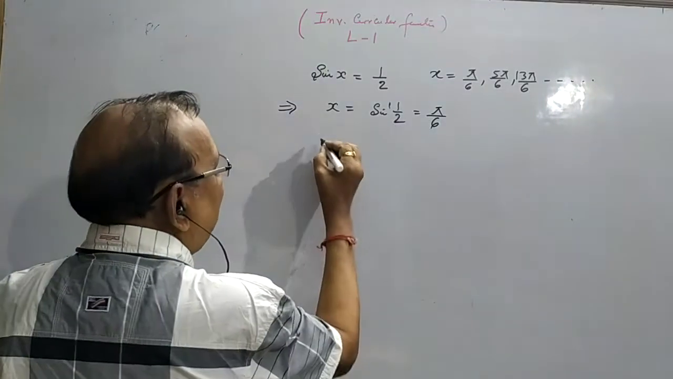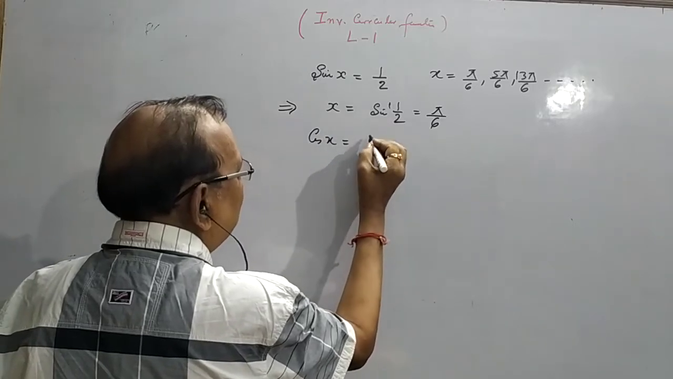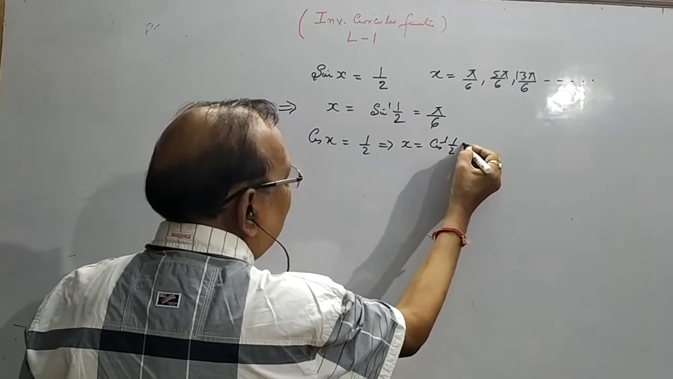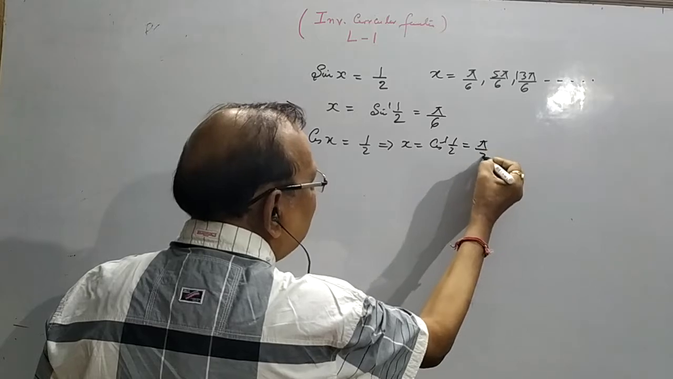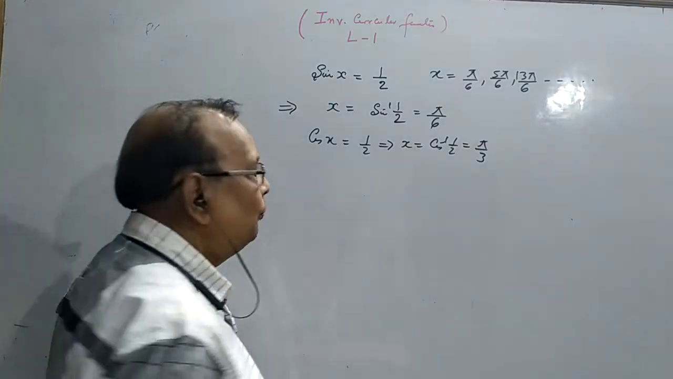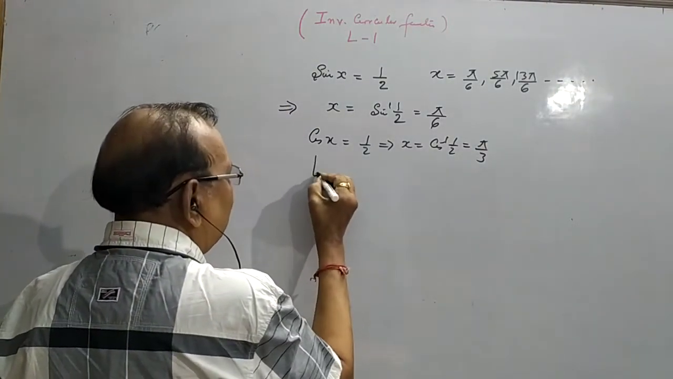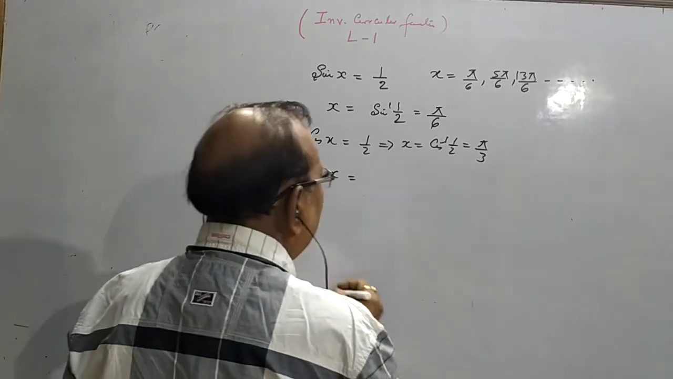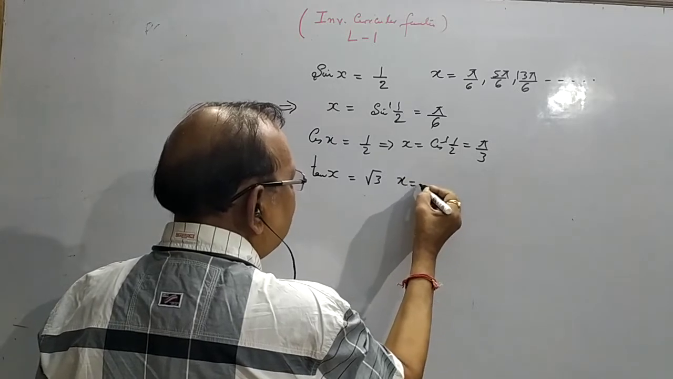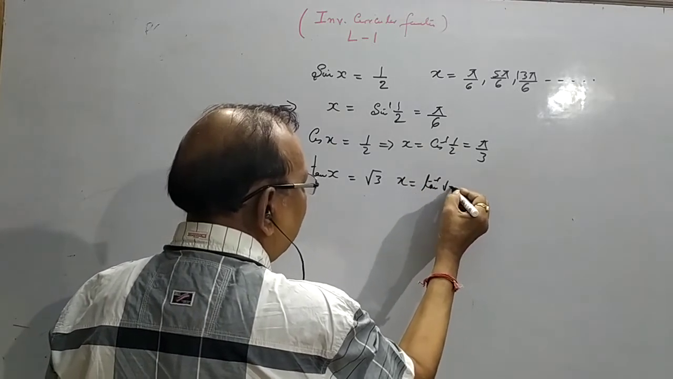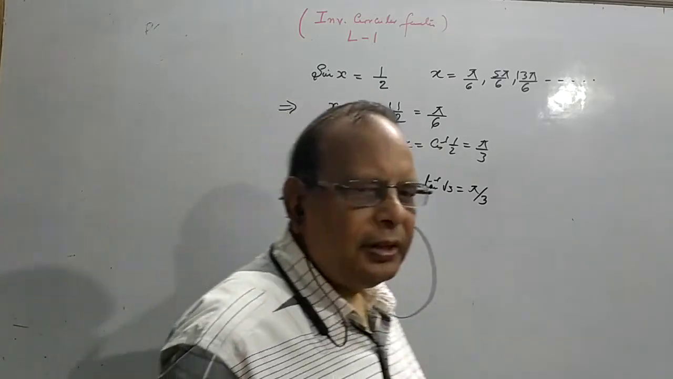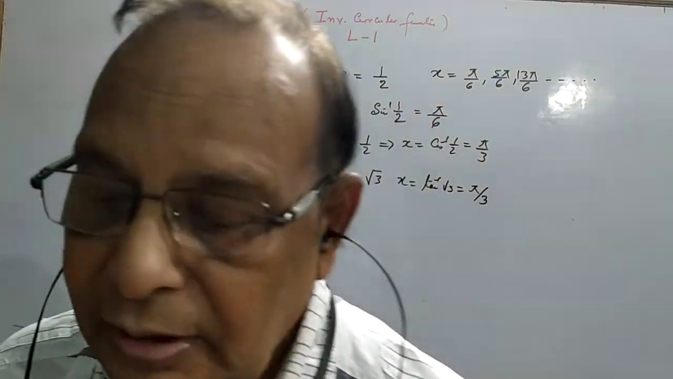Similarly, we may get for others. Say, let cos x is equal to half. That means x is equal to cos inverse half, which will be pi by 3 in the first quadrant, that is 0 to pi by 2. Similarly, for tan x is equal to root 3, again x is equal to tan inverse root 3, that is equal to pi by 3. I am considering only 3 values for examples.